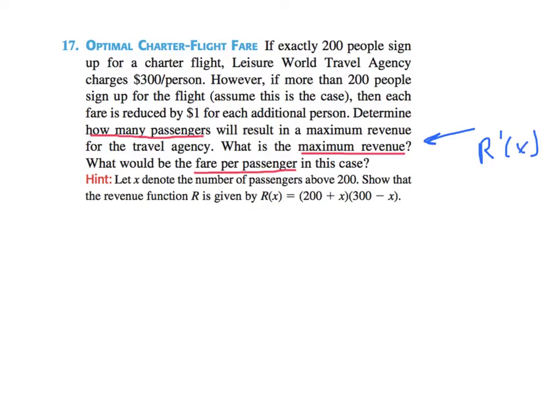And the little hint here is basically giving us the revenue function. And that is there are 200 plus X people, so 201, 202, 203, and depending on what the value of X is, that determines your price, which would be, if X were 0, $300, if X is 1, $299, $298, $297. So there's that relationship between the number of people and the price that they're going to be charged. And what we'll do is we'll take the derivative of that thing and find out what value of X maximizes the revenue.